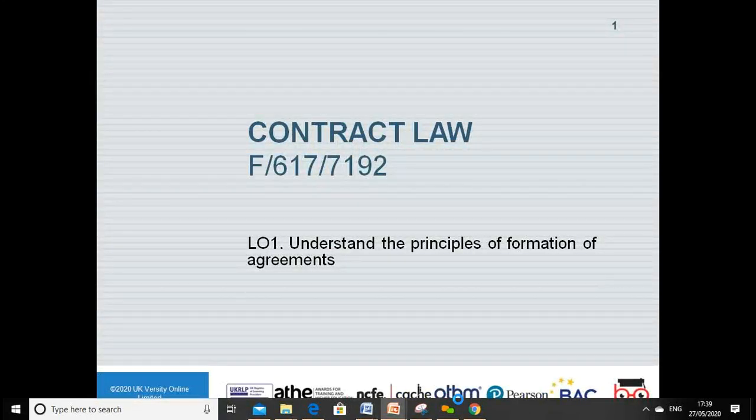Today's lesson we learned about understanding the principle of the formation of an agreement, and we discussed the key terms in the contract, offer and acceptance. In an agreement there needs to be an offer and acceptance. So that's all for today's lesson.